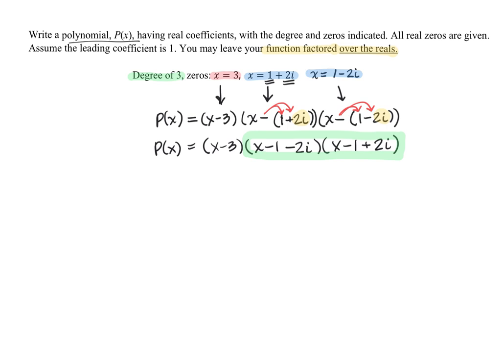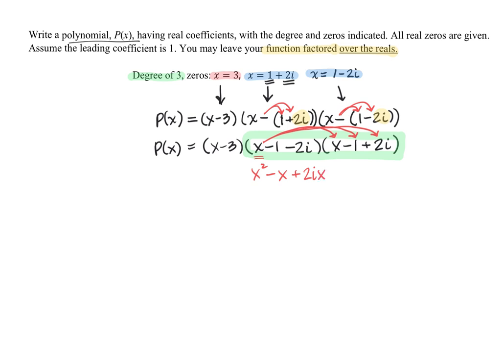The longer method I'm going to show first, and then if you want to fast forward to the second method, you certainly may, is just to simply distribute. So our first term here is x, and we're going to distribute that. X times x is x squared. X times minus 1 is negative x. And x times positive 2i is positive 2ix.